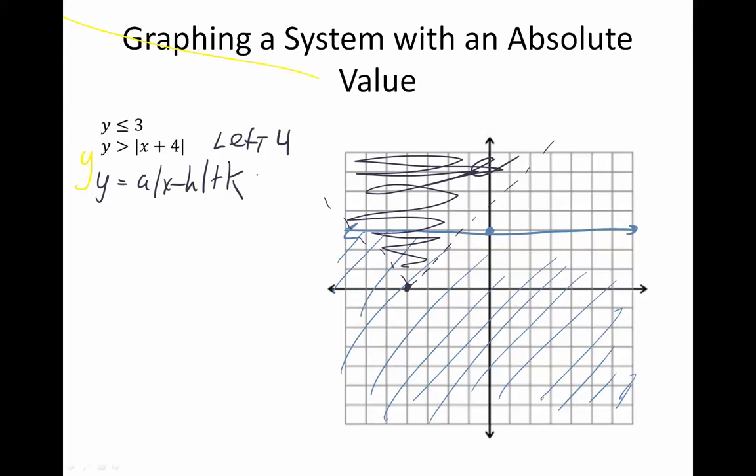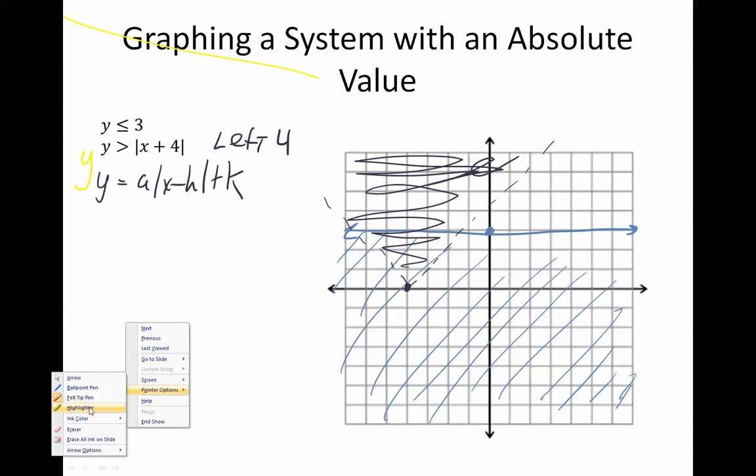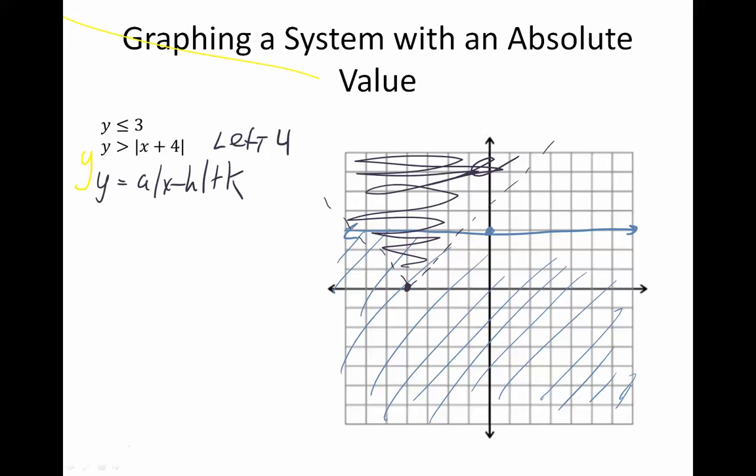And where's the area that got the double shading? Well, it's a little triangular section right in here. This area got double shaded. And because that area got double shaded, that makes it my solution.